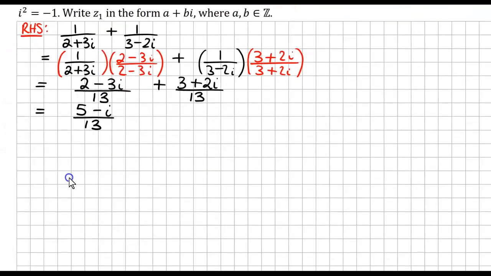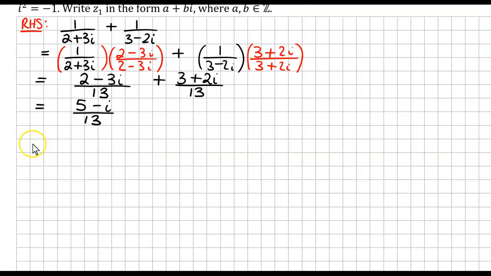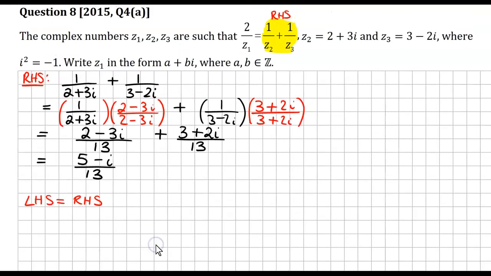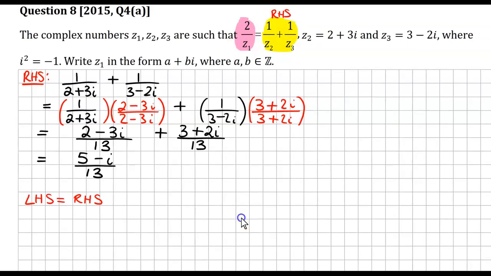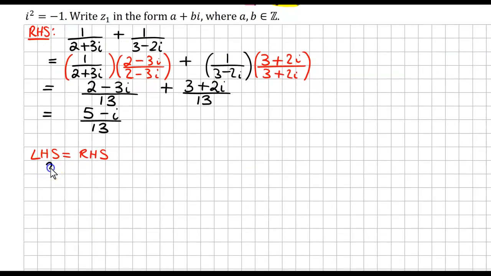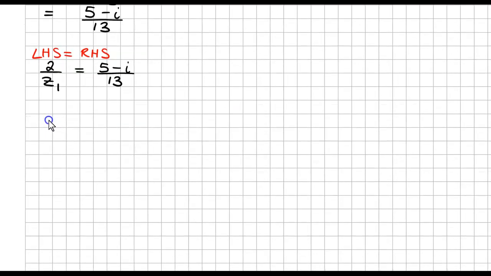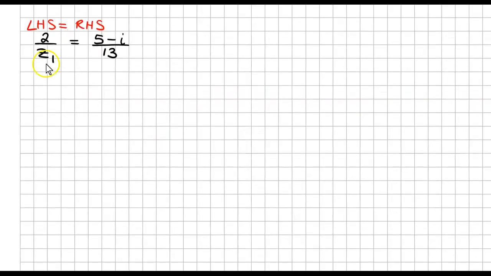Now I can let the left hand side equal that right hand side. My left hand side is this part here, 2 over Z1. So I can say that 2 over Z1 has to equal 5 minus i over 13. We need to be very careful here because at this stage we're trying to solve for an unknown that's on the denominator, the bottom line. So the first thing we need to do is get it to the top line.